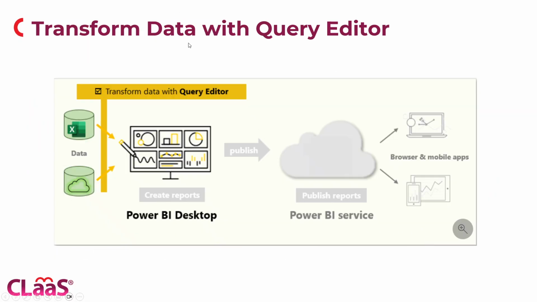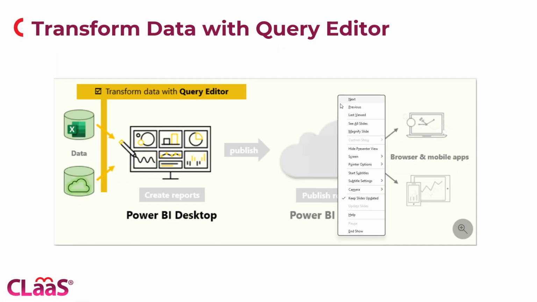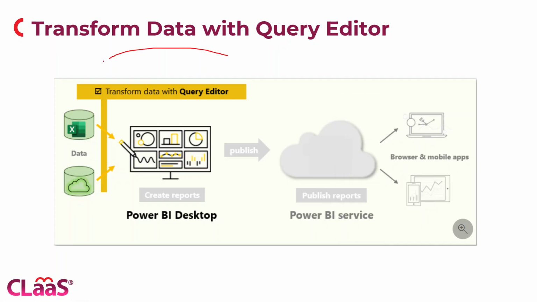Okay, so transform data with the query editor. This is the source of the data, can be from the cloud, can be from Excel or CSV. This is Power BI Desktop, and before that, you can transform. Once this is done, then normally you create a report and then publish to the Power BI service. And then you can view with the browser or with the mobile apps. So now we focus on this part only. This part is a separate lesson, in the future.